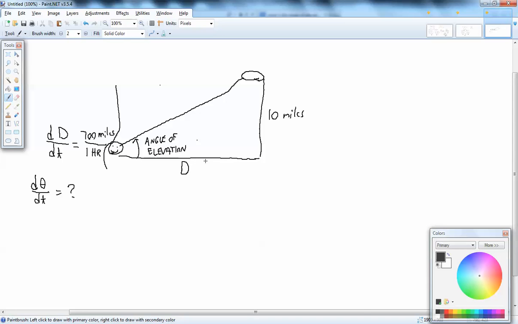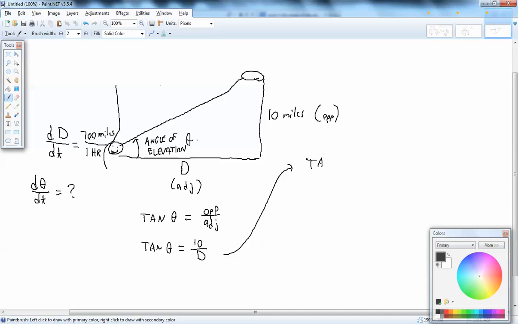Now, we've got theta here. This side over here would be the opposite side, and this side over here would be the adjacent. So I've got a formula for that. Tangent theta is equal to opposite over adjacent. Opposite is 10, and adjacent is D. That's our distance. If I write this over here, we have tangent theta is equal to 10 d to the negative 1, because you can take it up on top and it becomes d to the negative 1.